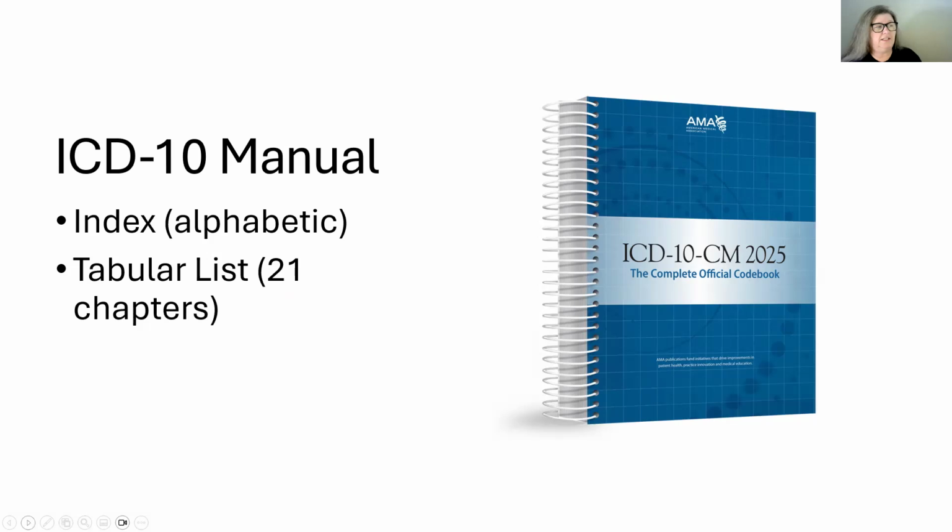So here is your ICD-10 manual. This is the ICD-10 CM 2025 manual. You'll notice it does say AMA on there, primarily because it's published by AMA, but it is still managed by WHO. And this manual, very similar to the CPT manual, contains an index, an alphabetic index, and a tabular list. The tabular list in the ICD-10 manual is broken up into 21 chapters versus the CPT manual where it was more in sections.